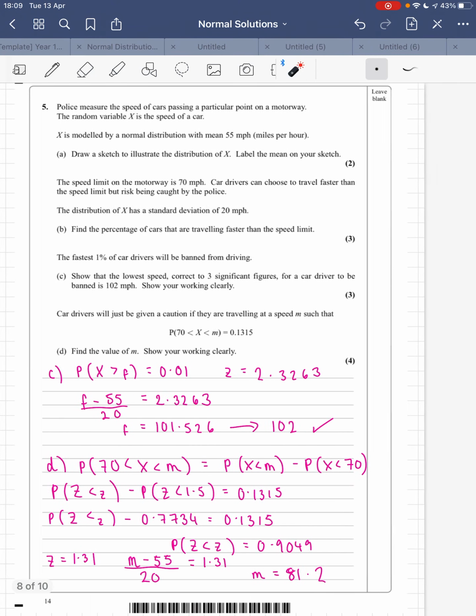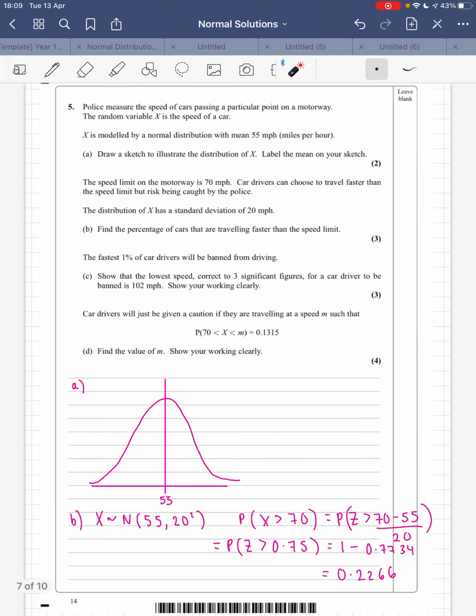Are we nearly there? I think this is the last one. It is the last one. I feel like I've talked for an hour. I know it hasn't been, but I feel like I have.